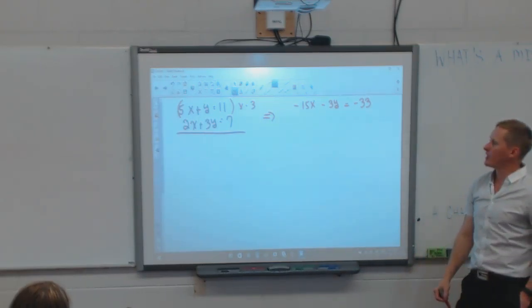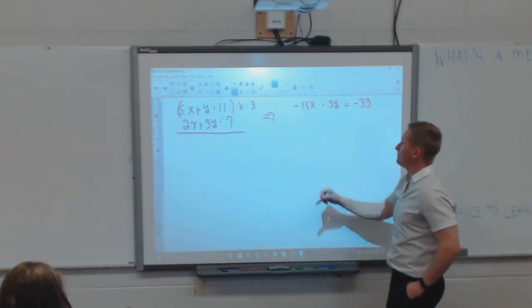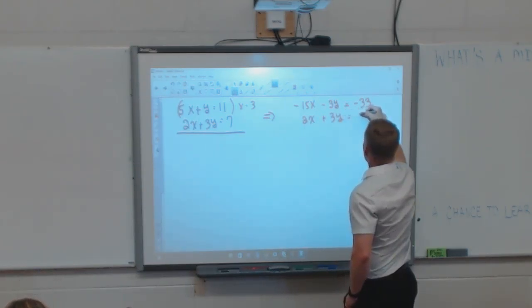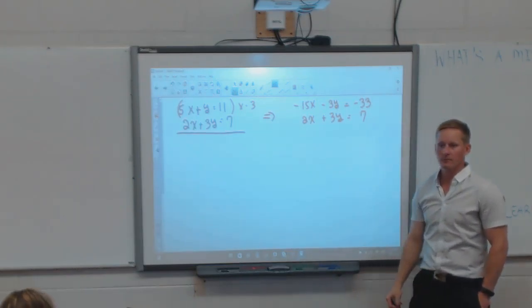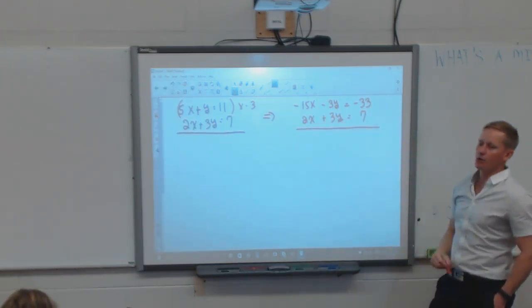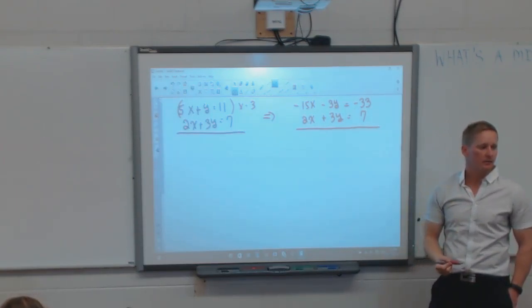Okay? So there's equation A. Equation B stays as is. So 2x plus 3y equals 7. Now I'm going to add the two equations together. This method is called the elimination method.